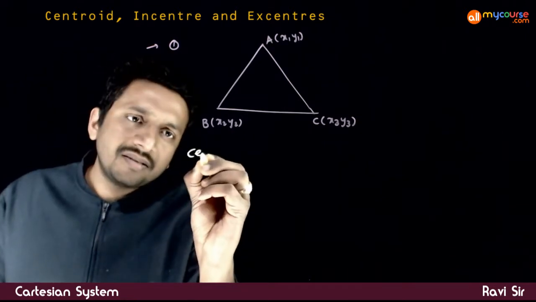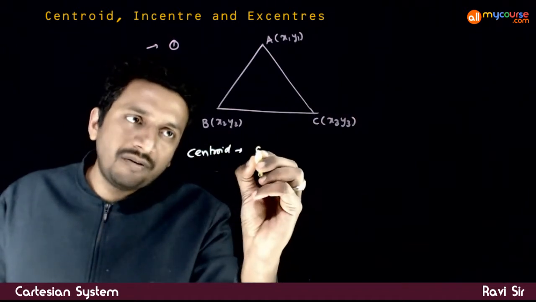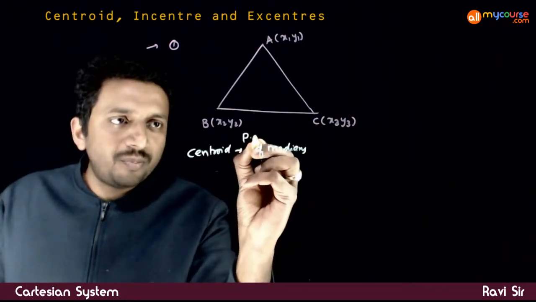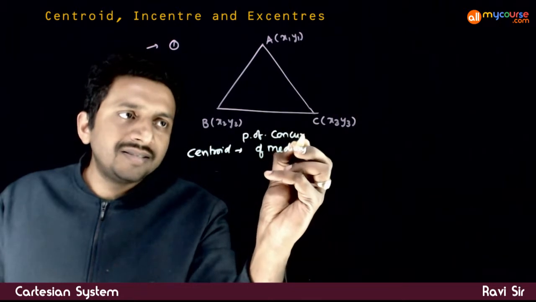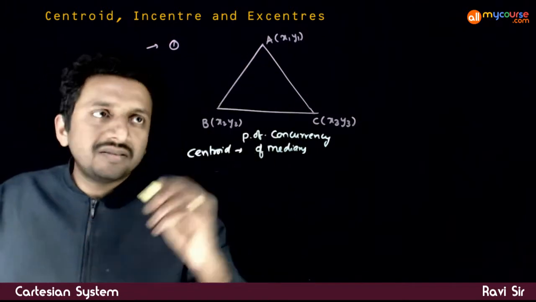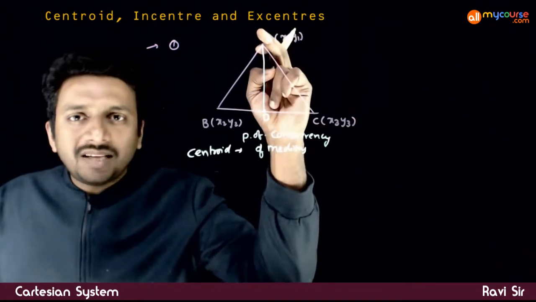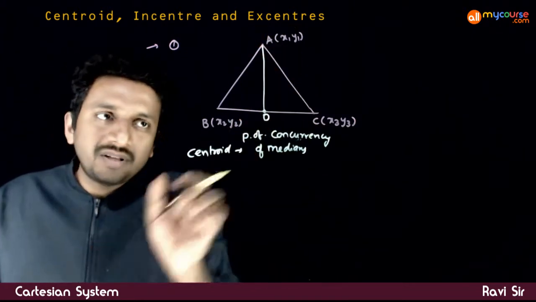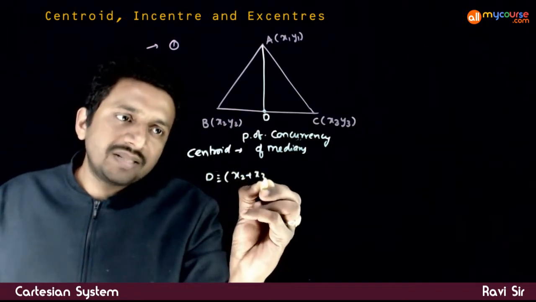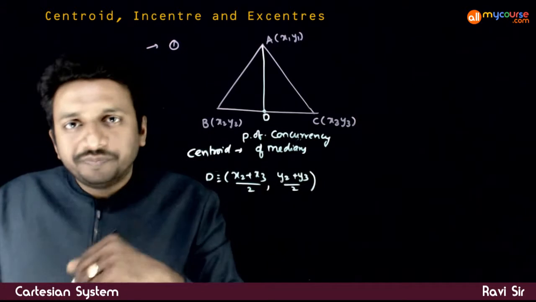So we know that centroid is the point of concurrency of medians. So first we draw the medians. If you draw the median AD, median is nothing but the line joining the vertex with the midpoint of the opposite side. So D can be written as (x2 plus x3)/2, (y2 plus y3)/2.